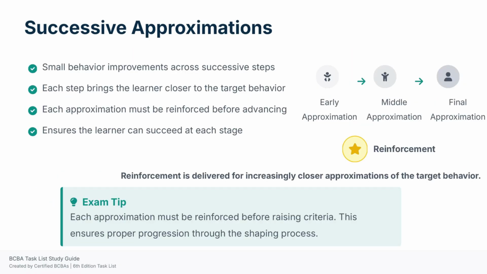The phrase successive approximations refers to the intermediate steps that gradually move the learner toward the final target behavior. Each step should be small enough for the learner to succeed, but meaningful enough to represent real progress. That balance is very important. If the steps are too large, the learner may fail repeatedly and lose motivation. If the steps are too small, progress may become unnecessarily slow. In effective shaping, each approximation is reinforced until it occurs reliably. Only then is the criterion raised.